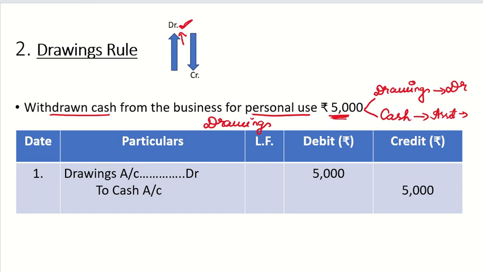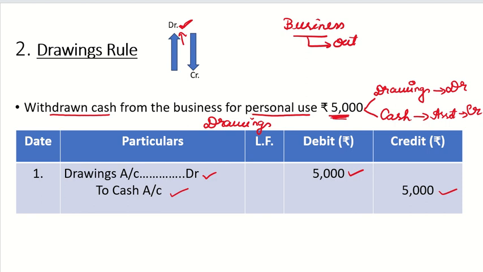Now here we should see from the point of view of the business. From the point of view of the business, money is going out, right? So when the money is going out from the business, money is decreasing. So when the cash is decreasing, what are we going to do? We are going to credit the cash account. So your entry will be drawings account debit to cash account rupees 5,000.